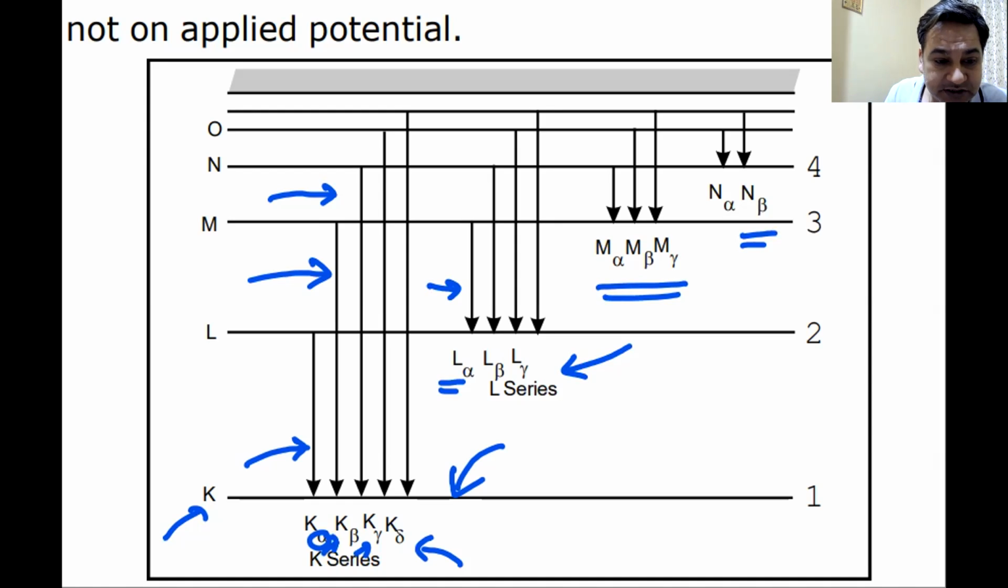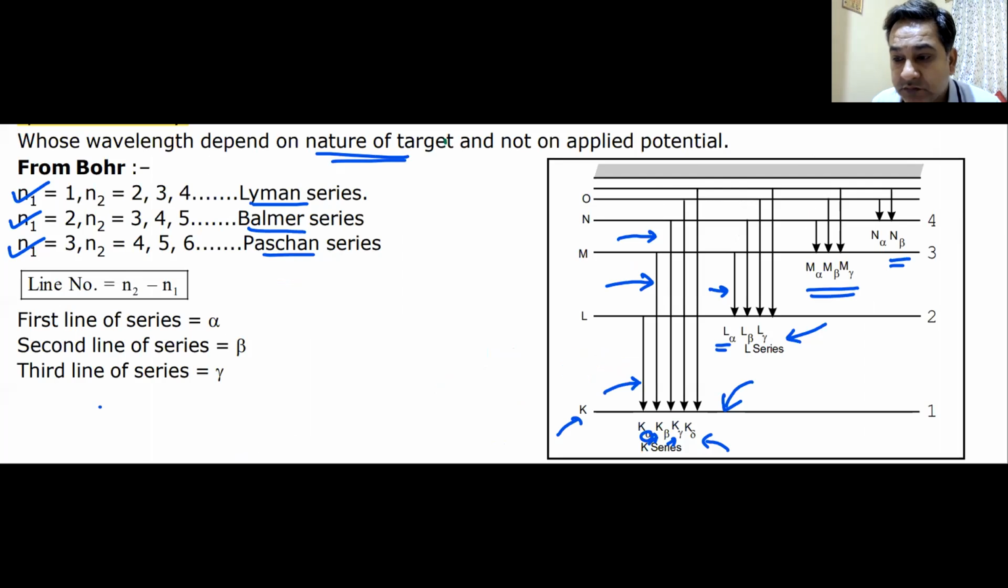Have you drawn this diagram? It is a simple diagram. The first line in the series, from the next higher orbit, if it makes a jump, will be alpha. From the second next higher orbit, if it makes a jump, it is known as beta. From the third next, it is known as gamma, and so on. Do we understand this, everyone?